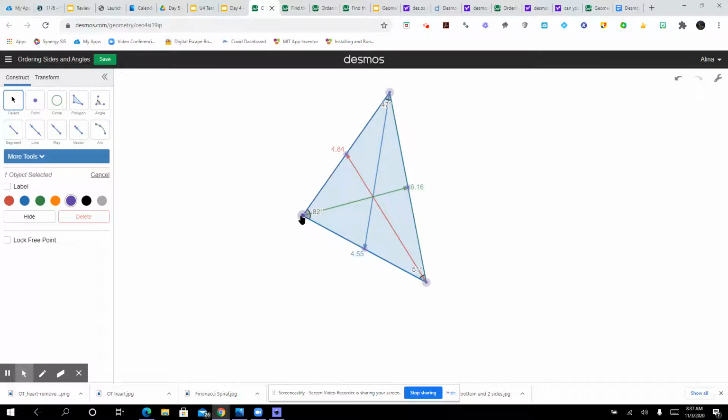Desmos is rounding for us. It thinks it's helping us, but it's not really. There we go, 50 and 50. It changed to 49. Anyway, the smallest angle is opposite the smallest side, the medium angle is opposite the medium side, and the largest angle is opposite the largest side.